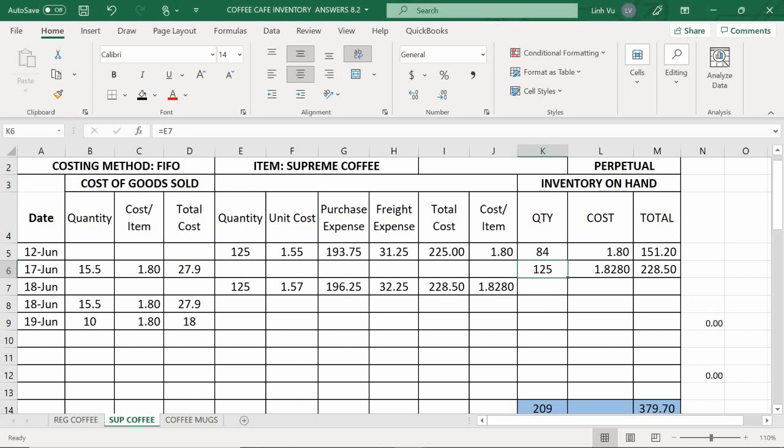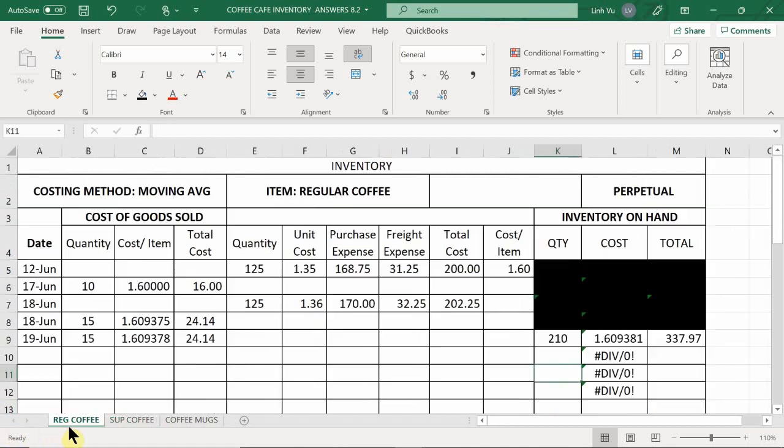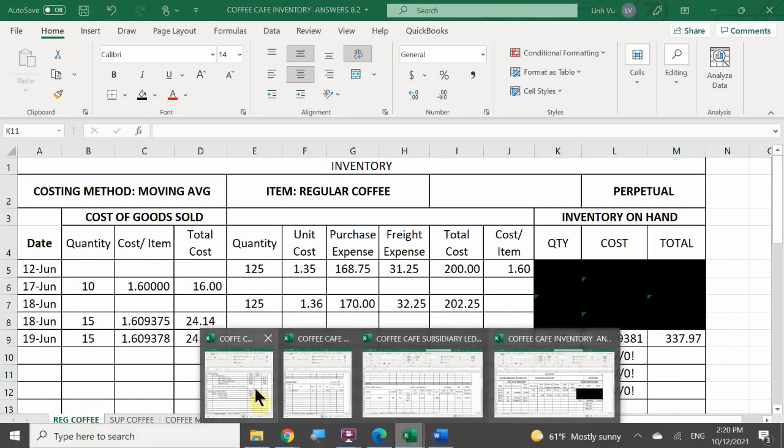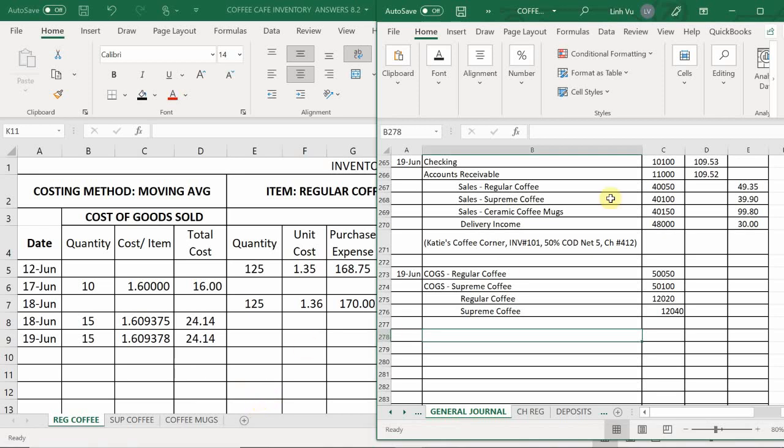Okay, so I have 18. I sold. So the cost of goods sold for my Supreme coffee is 18, and my cost of goods sold for regular is 24.14. Okay, so let's plug those numbers in to my journal. 24.14 and 18. Supreme coffee.